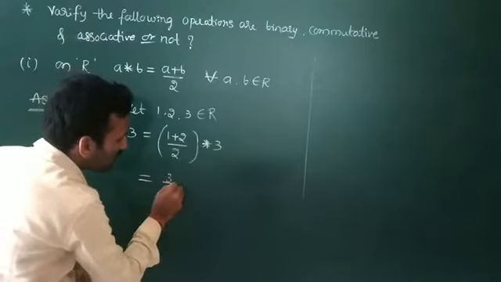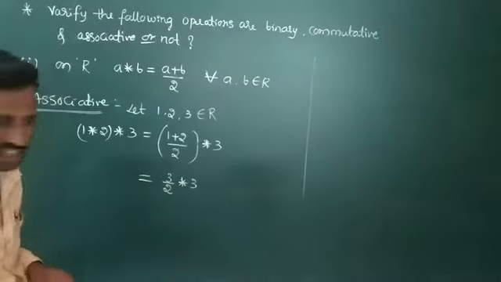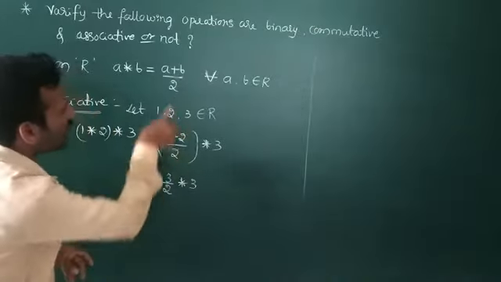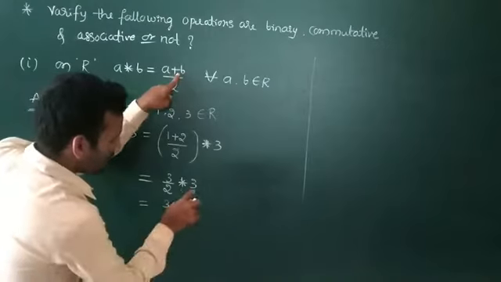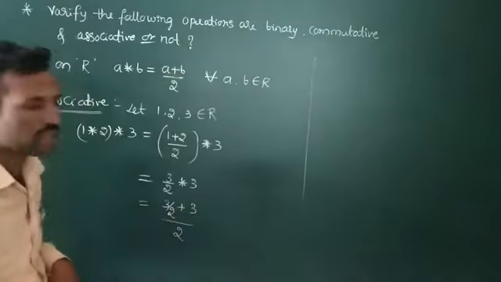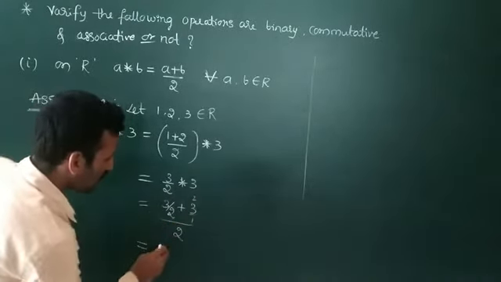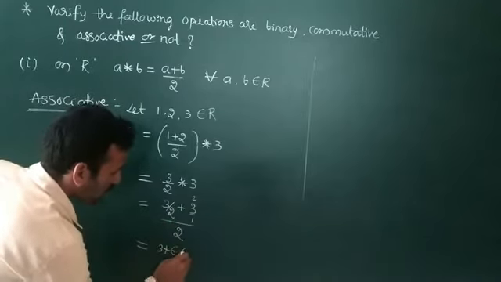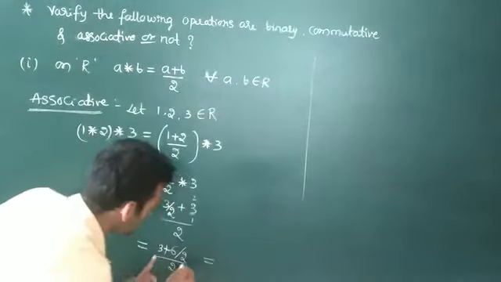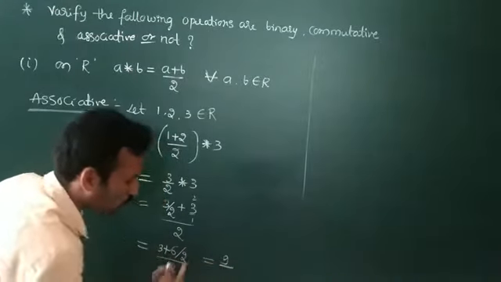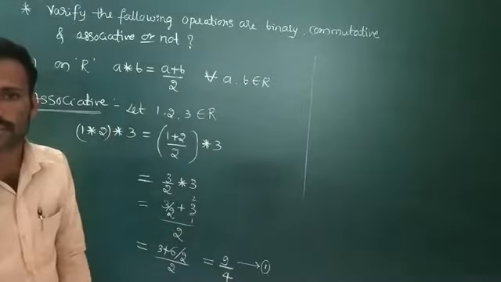1 plus 2 is 3, so 3 by 2 star 3. Again by the definition, (a plus b) by 2, where a is 3 by 2 and b is 3, whole divided by 2. Taking LCM, 2 is the LCM: (3 plus 2 into 3, which is 6) by 2, whole divided by 2. 3 plus 6 is 9, and 2 into 2 is 4. So this is 9 by 4, equation number 1.